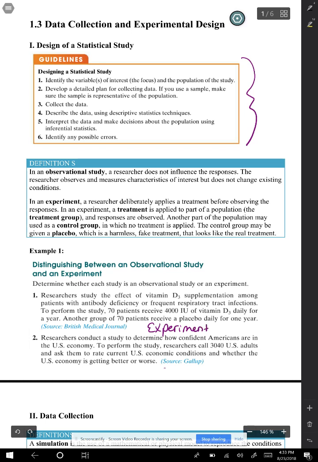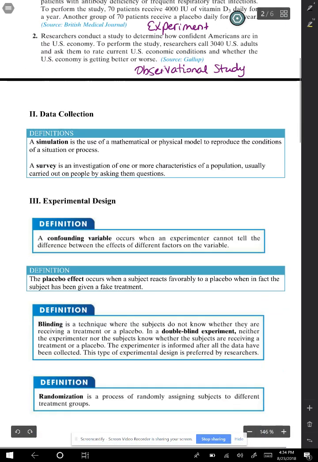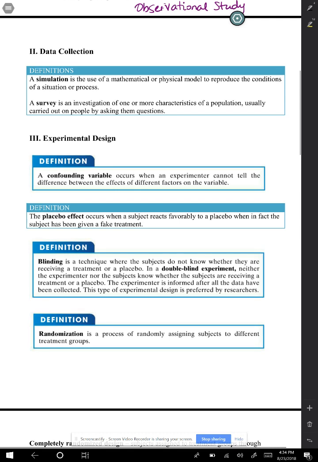And then on the second example, it says the researcher conducts a study to determine how confident Americans are in the economy. And all they do is call 3,040 adults and ask them to rate the economy as either getting better or worse. So all they're doing is asking a question. They're not applying any kind of treatment. So this is simply an observational study. So that's the first thing you need to be able to do, determine the difference between an experiment and an observational study. The next thing we're looking at is data collection.